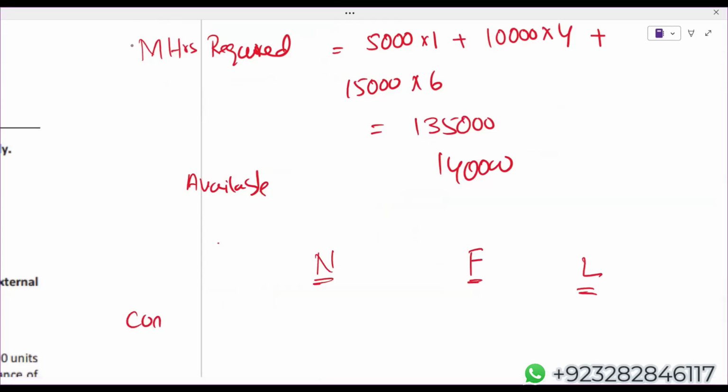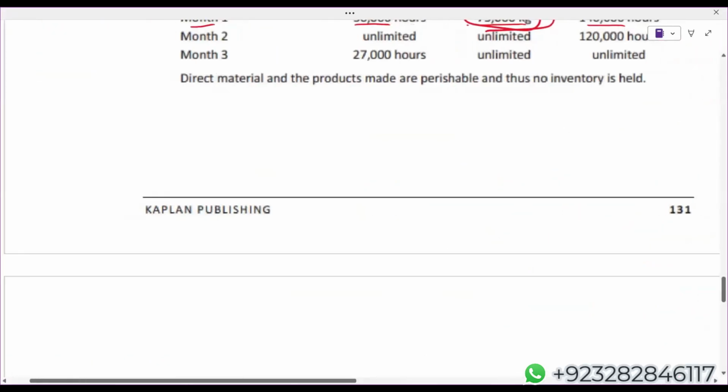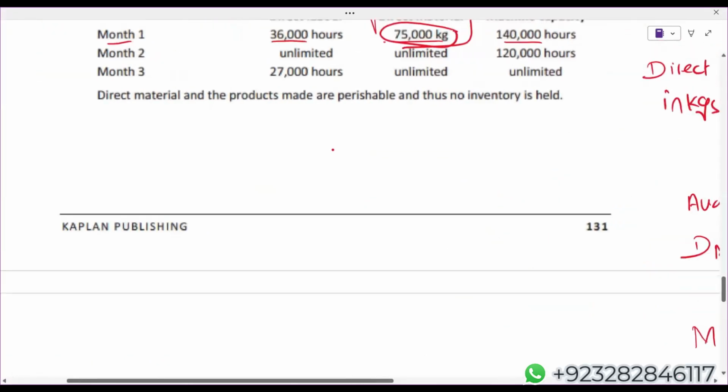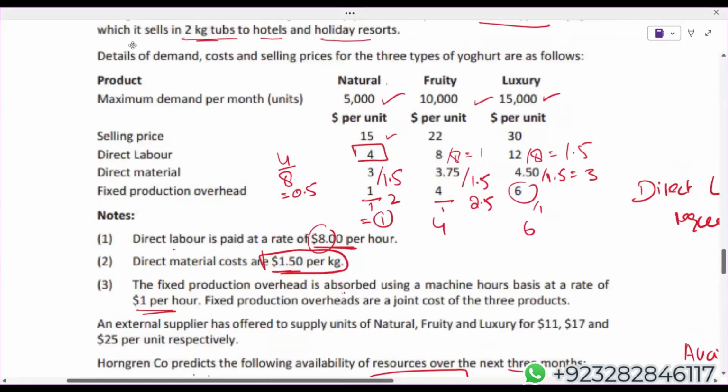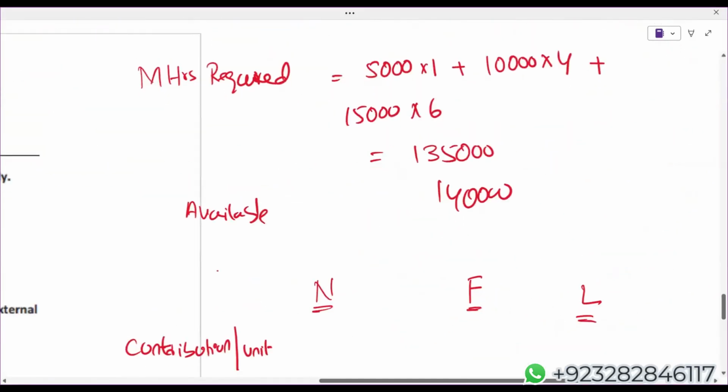Let's see contribution per unit. Natural. Selling price of the natural is 15. Direct labor is 4, material is 3. So 15 minus 4 minus 3. So the contribution of natural is 8.